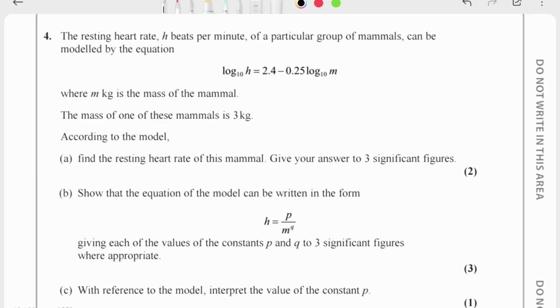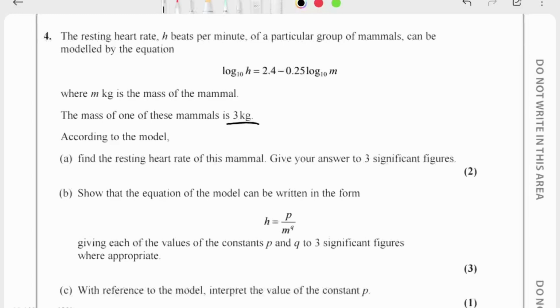Okay, so we're in question number 4. The resting heart rate, H beats per minute, of a particular group of mammals can be modeled by the equation log 10 H is equal to 2.4 minus 0.25 log base 10 m, where m kilogram is the mass of the mammal. The mass of one of these mammals is 3 kilograms. According to the model, find the resting heart rate of this mammal. Give your answer to 3 significant figures.